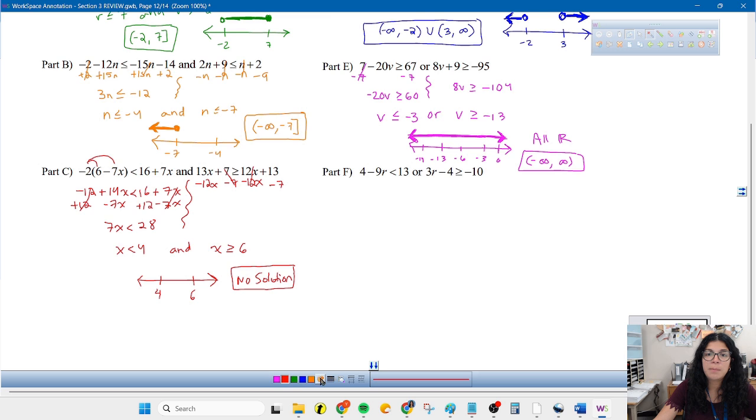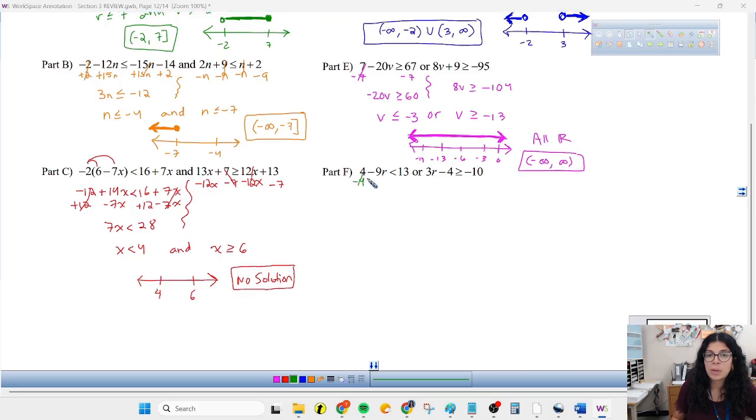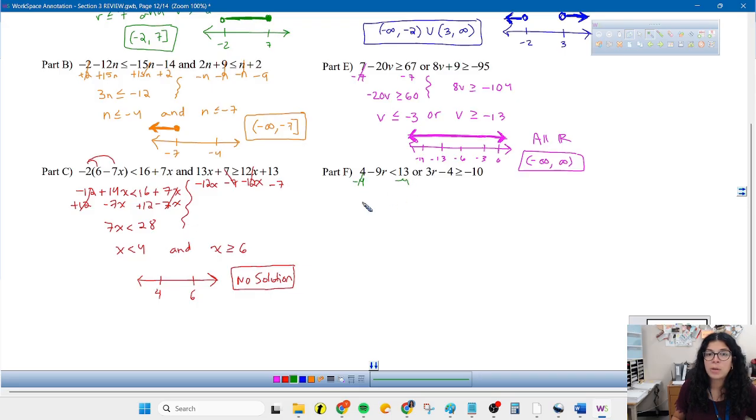Okay, and then the last one, part F. Starting on the inequality on the left, we can subtract 4. So we get negative 9r is less than 9. Then dividing by a negative is going to flip the inequality. So we get r is greater than negative 1. The word in the middle is or.